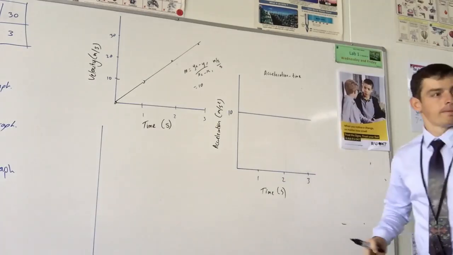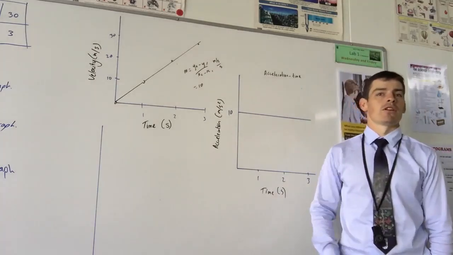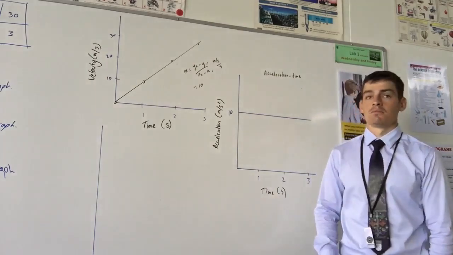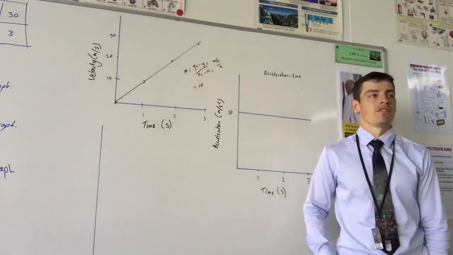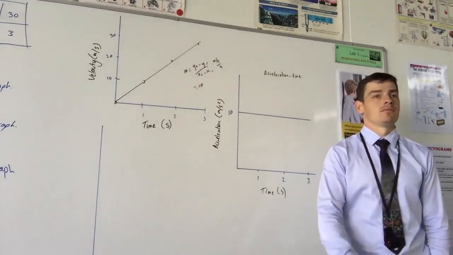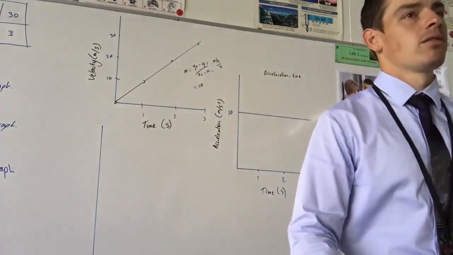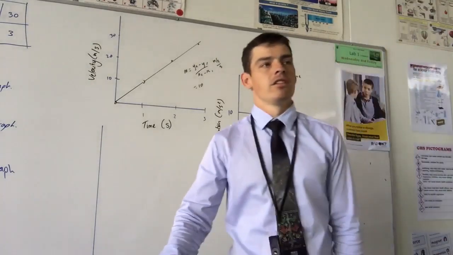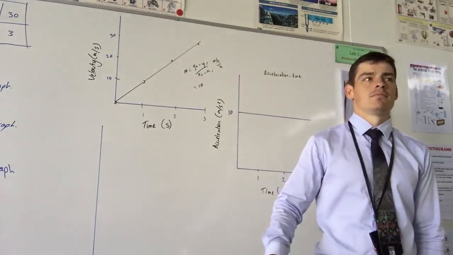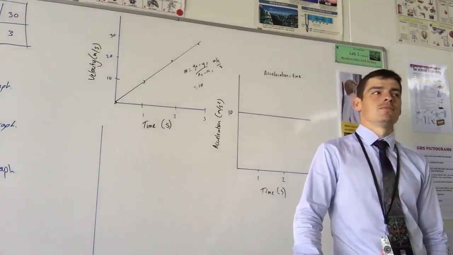Anyone got an answer? Nathan? Could be. Anyone got a different answer? 0. Anyone with a different answer? 2.5. Alright, I'm going to ask you this. What speed did the ball start at? 0. What did it finish at? 10. What's the average speed over that period of time? 0? 10? No, that's 5.